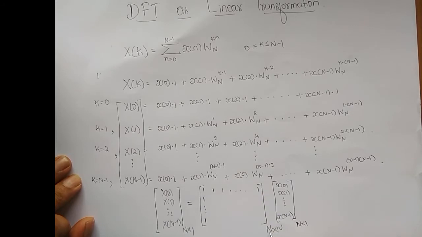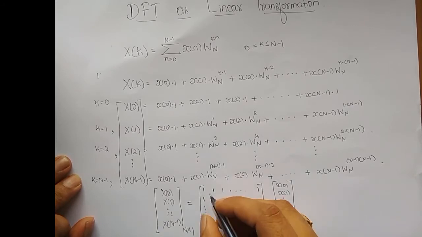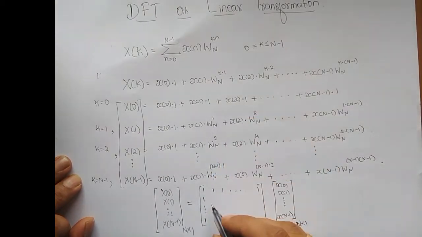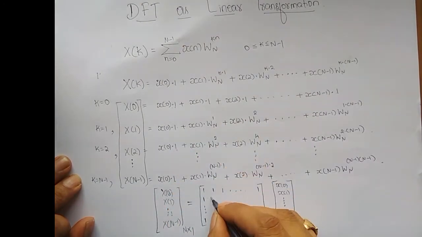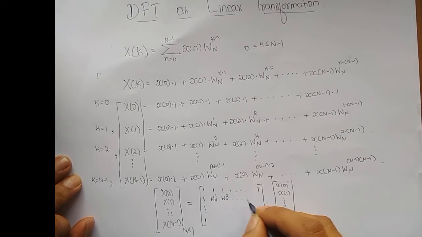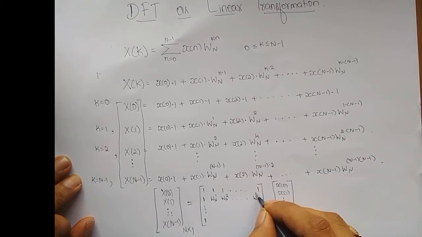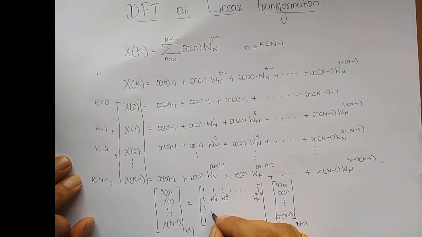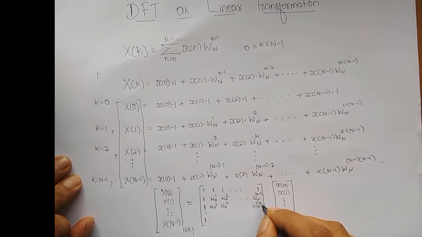So how many rows? N rows. How many columns? N columns. Okay, what is the second row? Second row is Wn power 1, Wn power 2, and so on, up to Wn power n minus 1. Let me write the third row as well: Wn power 2, Wn power 4, dot dot dot, Wn power 2 times n minus 1.